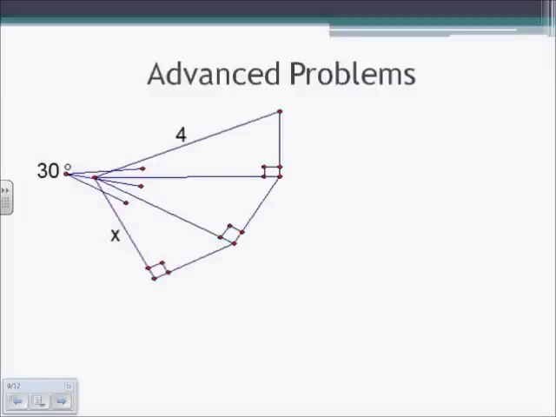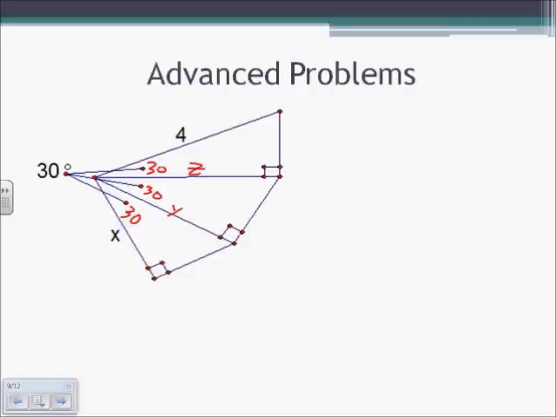Alright, let's take a look at some of the more advanced problems using special right triangles then. We want to solve for x. We're given that we have the hypotenuse of the first triangle as 4, and this little marking here says that each one of these angles are 30. So that tells me that each one of these triangles are 30, 60, 90, and I need to solve for each one of these sides here to get to x.